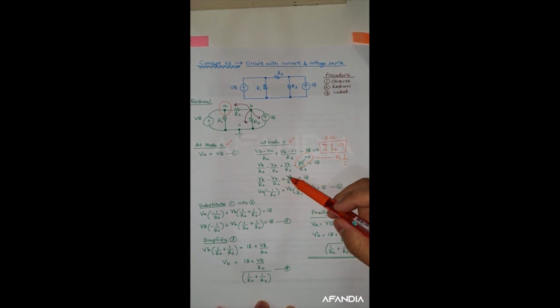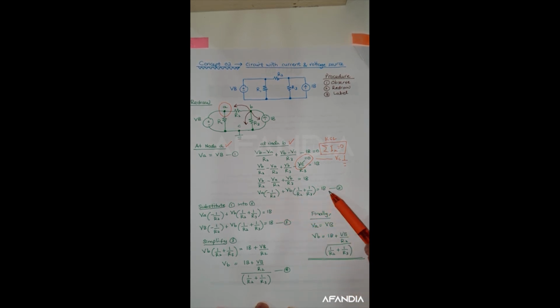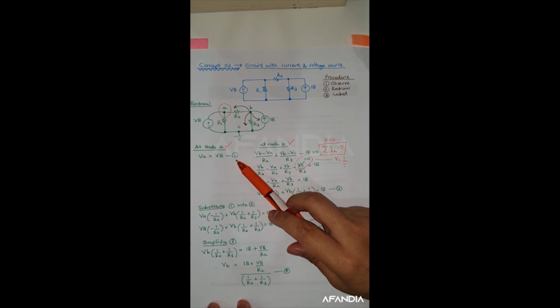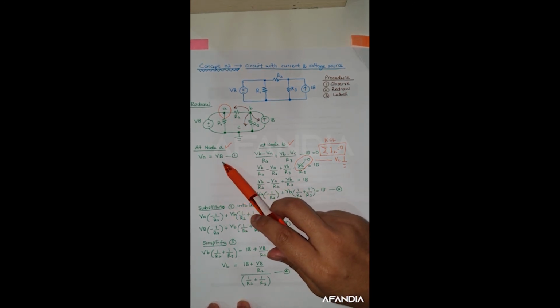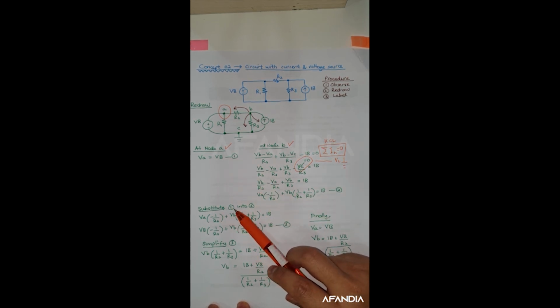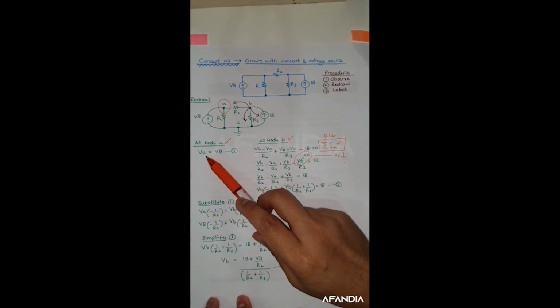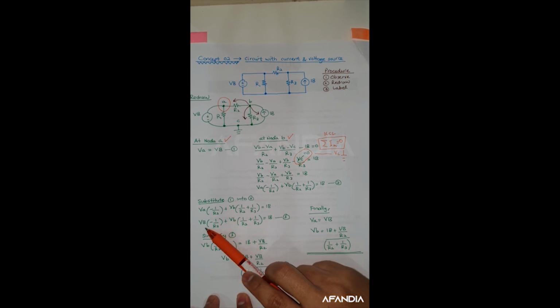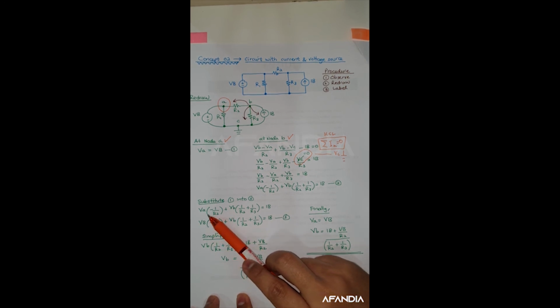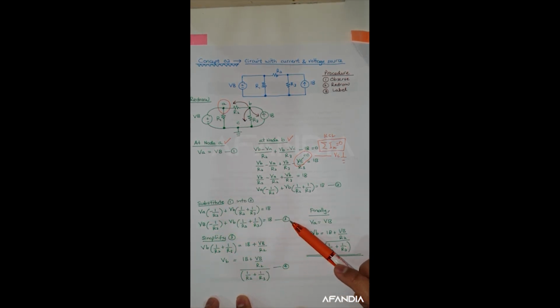Okay, so when you simplify, finally you can obtain this equation in VA, VB, and IB. Since VA equals VB as equation 1, we need to substitute equation 1 into equation 2. So we substitute this one. We have this VA over here, and since VA equals VB, I put VB over here. So we have equation 3.